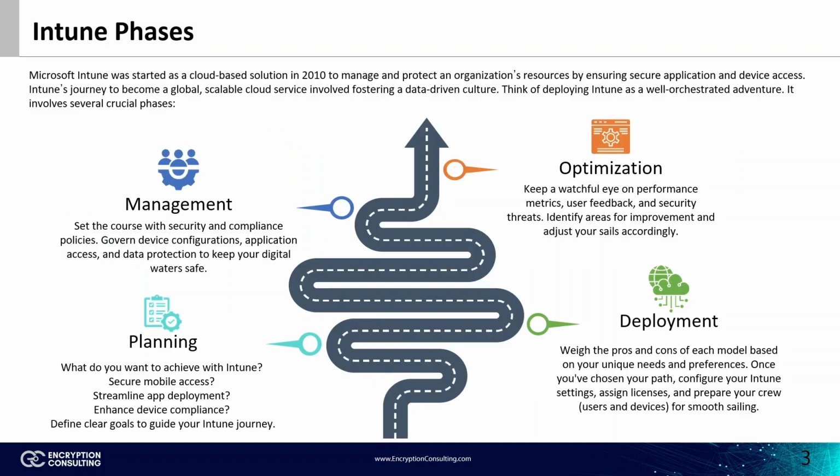Deploying Intune involves several crucial phases, which are planning, deployment, management, and optimization. In the planning phase, you need to clearly define your goals, scope, and desired functionalities. In the deployment phase, you select your preferred model, cloud or hybrid, and configure settings. In the management phase, you enforce policies, distribute applications, and vigilantly monitor compliance. Finally, in the optimization phase, you continuously refine your Intune setup for enhanced efficiency and security.